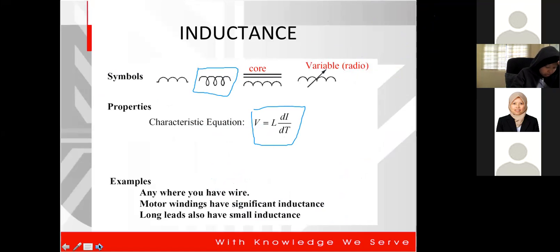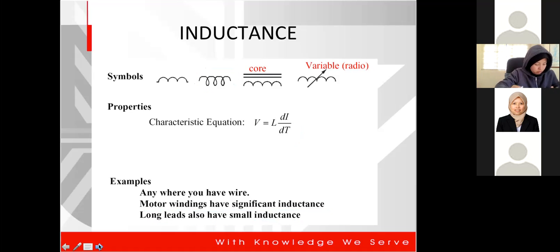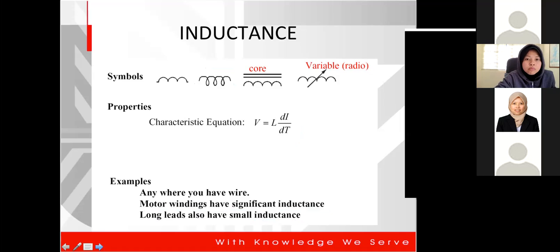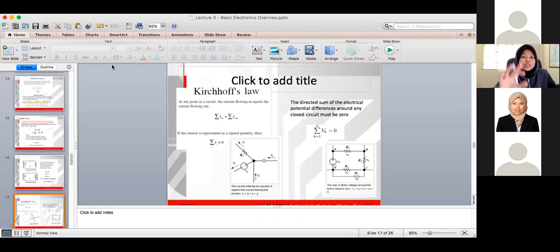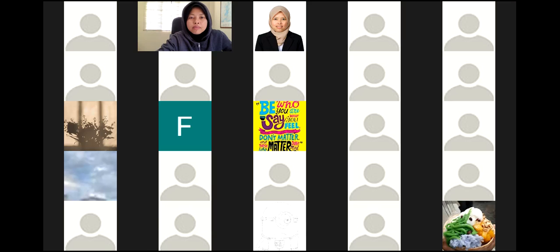Okay, anywhere you have wire, motor windings. Motor windings have significant inductance. Long leads also have small inductance. Okay, this is just an example. That's basically basic electronics. You all freshen up with your basic electronic knowledge yang you have learned before. Ada soalan tak?